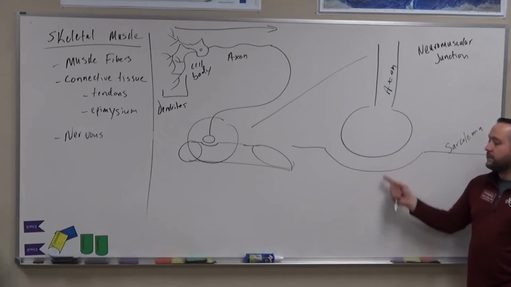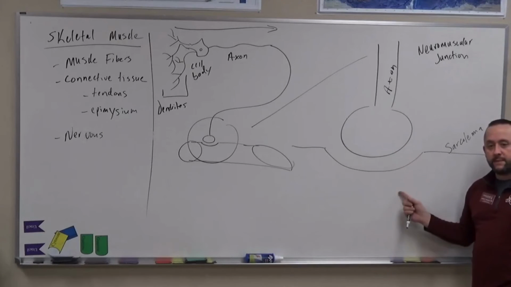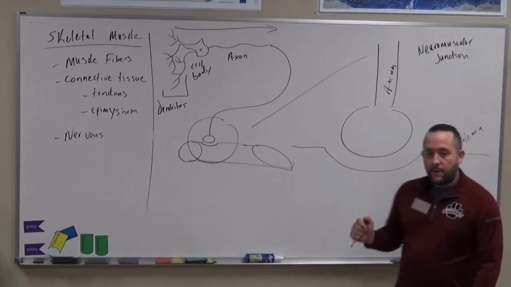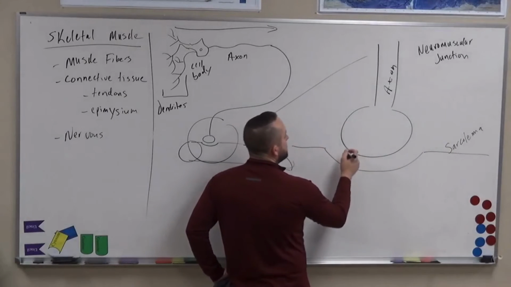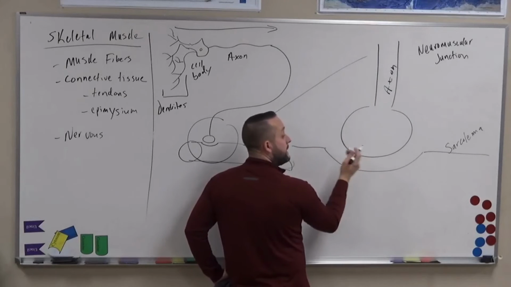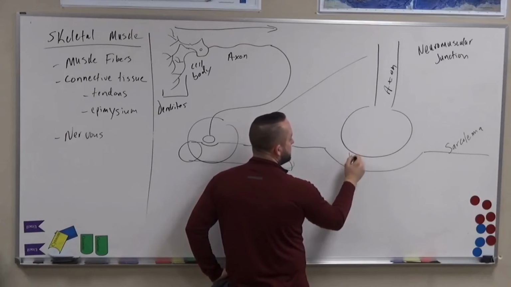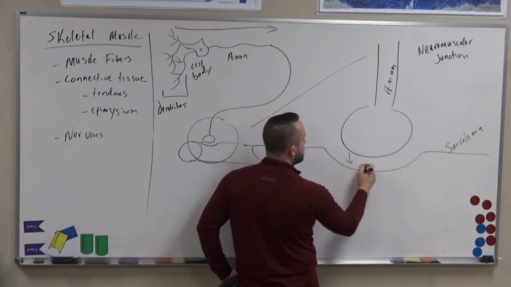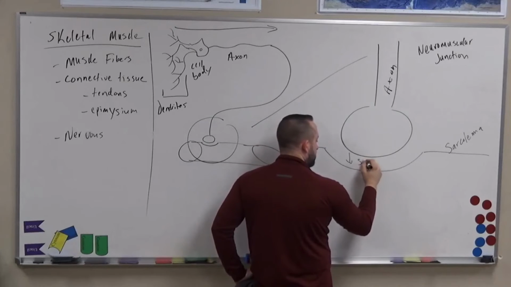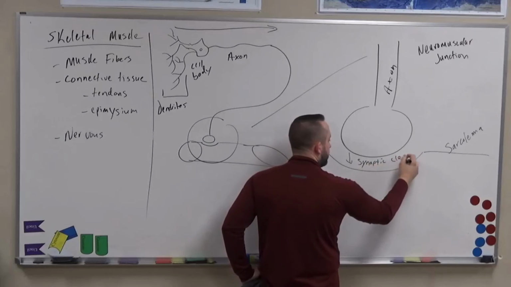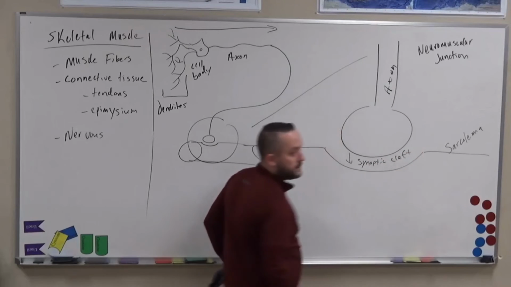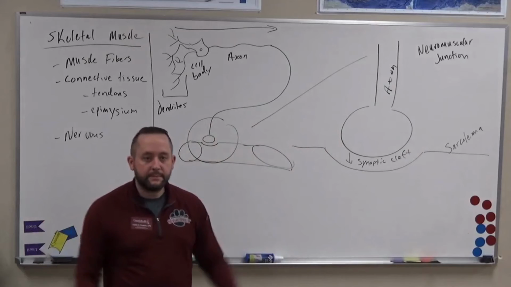Well, how does this work? They don't touch. How does this nerve communicate with this muscle fiber or this bundle? There's a transmitter somewhere in there. That's right. It will send something called a neurotransmitter, which is a chemical, across this gap here, which is called the synaptic cleft. It's just a giant chasm. It's just a valley.